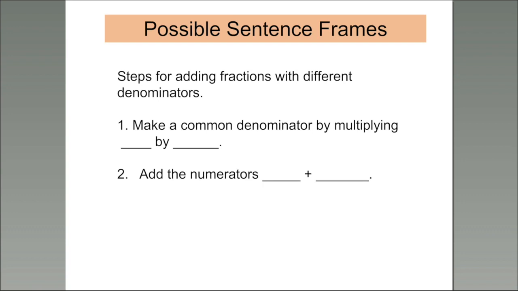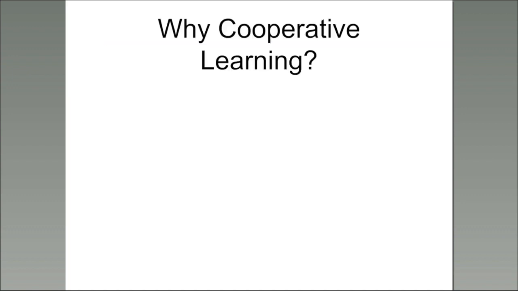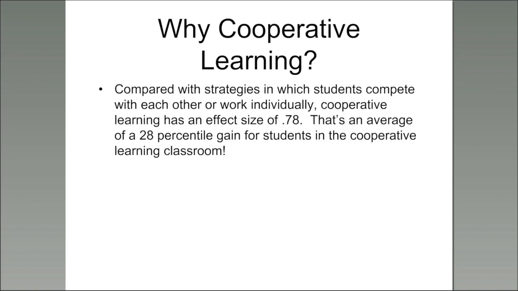And when you're thinking about how do I get my students interacting, and why should I even get them interacting in a math class, there's a ton of research out there that I'd like to share with you at the end of this webinar, because increasing interaction is the second principle for working with English language learners that we introduced at the beginning of the webinar. The research from Spencer Kagan on cooperative learning clearly shows that compared with strategies in which students compete with each other or work individually, cooperative learning has an effect size of 0.78. For those of you that know statistics, that's really high. That's an average of 28 percentile gain for students in a cooperative learning classroom.